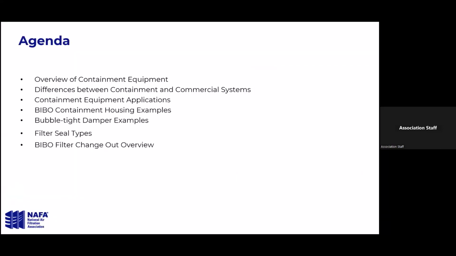So I'll do an overview of containment equipment. I'll go through some of the differences that you'll see between containment and commercial systems, just from a general standpoint. Go over some containment equipment applications. Show you some bag in, bag out containment housing examples and some bubble tight damper examples. Talk about a couple of the filter seal types that you'll find, and then go over the bag in, bag out filter change out portion of things.